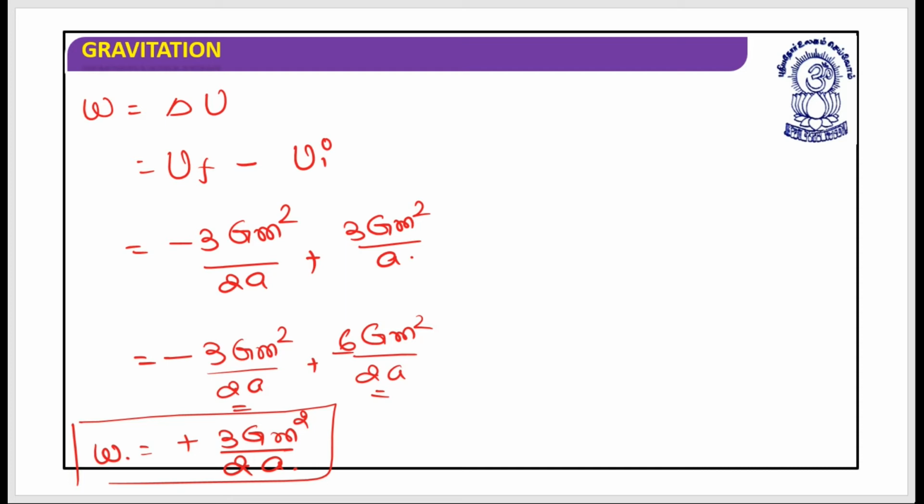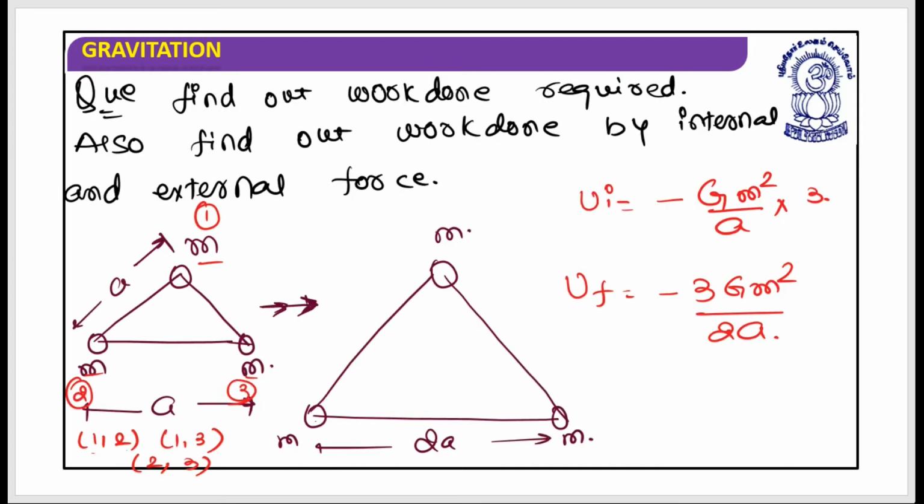Are you sure? Great. Now let's discuss what is the work done due to internal force and what is the work done due to external force. So let's choose any one of the options. This m and this m will attract each other. This is the force of gravitation. But initially their separation was a and finally their separation is 2a. So they have displaced in the opposite direction.